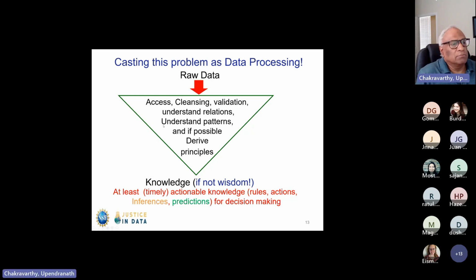And it involves various things listed here: understanding relations, understanding patterns, and if possible, derive principles. So this is the process we have been doing with or without computers, right? Even without computers, the process is the same. With computers, you can deal with large data, different types of data, do it faster, do it in multiple ways. So that is the basic difference between what we were doing earlier, and this is only going to get better.